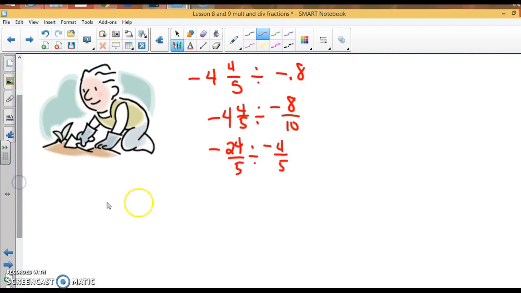Now, it is dividing, so I need to change it to multiply by the reciprocal. So -24/5 times, keep, switch, flip this, -5/4. Now, let's reduce. 5 goes into 5 once. 5 goes into 5 once. 4 goes into 4 once, into 24 6 times. Now let's multiply. -6 times -1 is 6 over 1 times 1 is 6. So I will have 6 pieces.